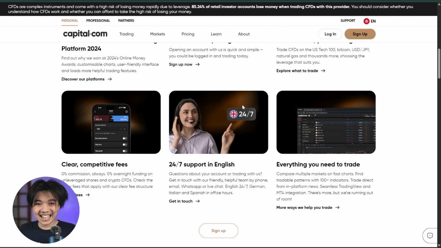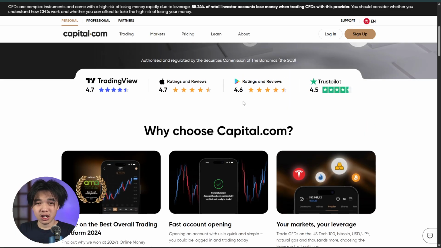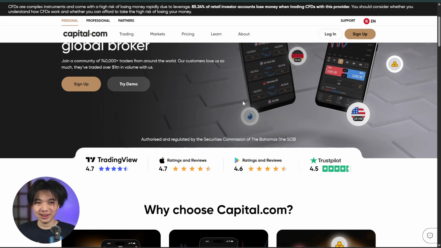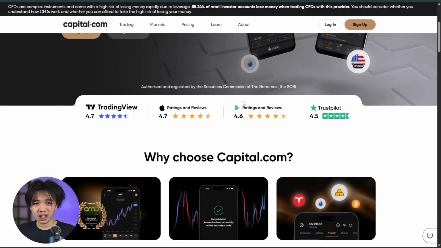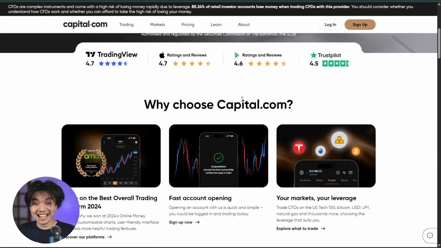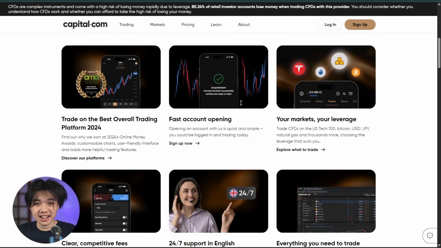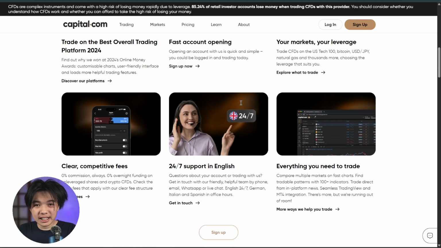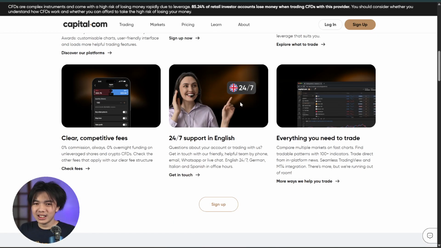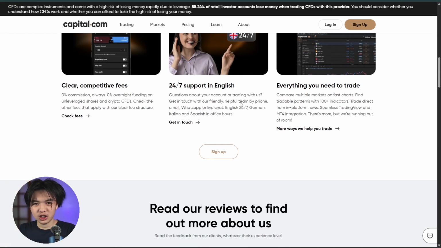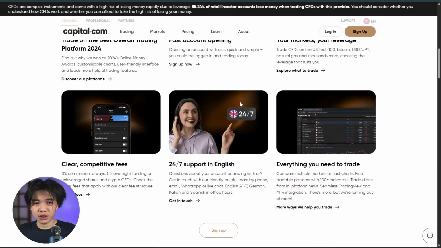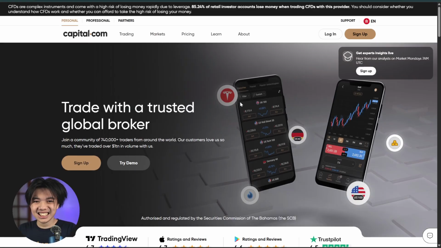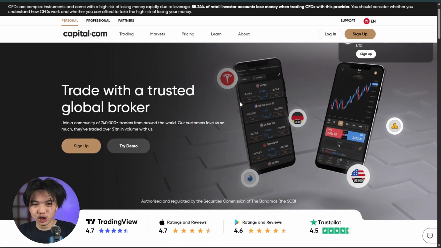So what exactly is Capital.com? Capital.com is a CFD trading platform that lets you trade contracts on a huge variety of assets. So we're talking stocks, indices, forex, commodities, and even cryptocurrencies. And you don't actually have to buy the asset. Instead, you speculate on price movement. The reason why this is important is you're not buying a share of Apple. You're trading on whether it'll go up or down. And that's the essence of CFDs, contracts for difference.